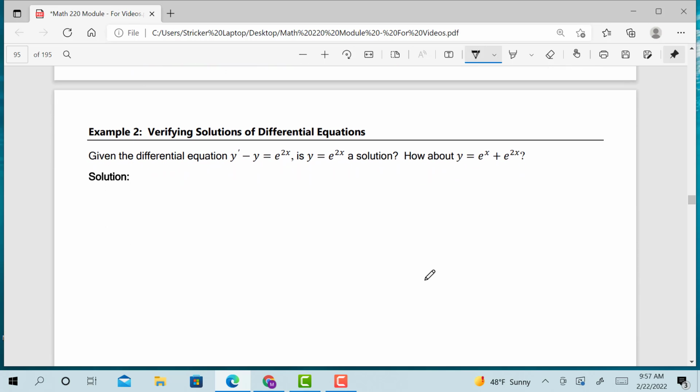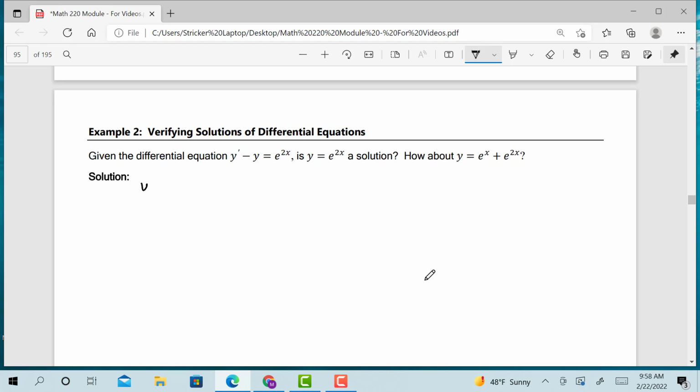Example 2 talks about being able to verify if a function is actually a solution to a differential equation. So it gives us a differential equation, y prime minus y equals e to the 2x, and it says, is y equals e to the 2x a solution? Well, let's go ahead and look at this.